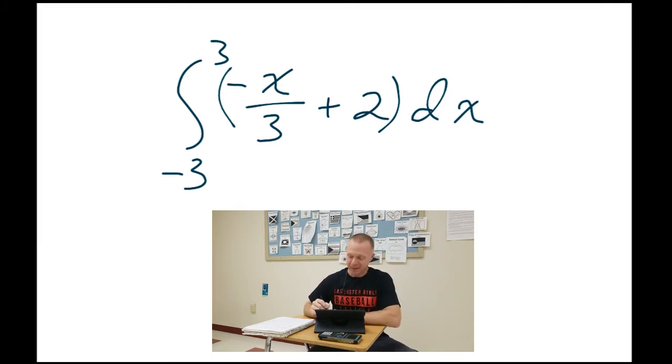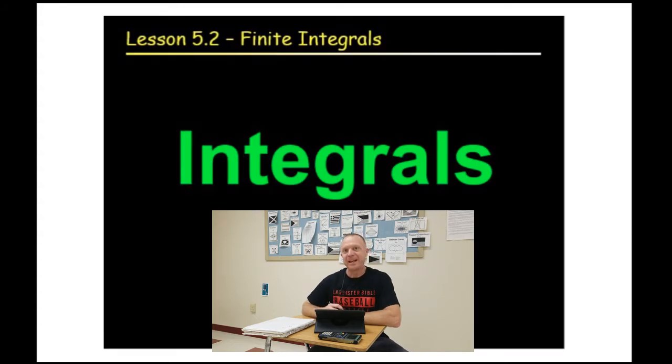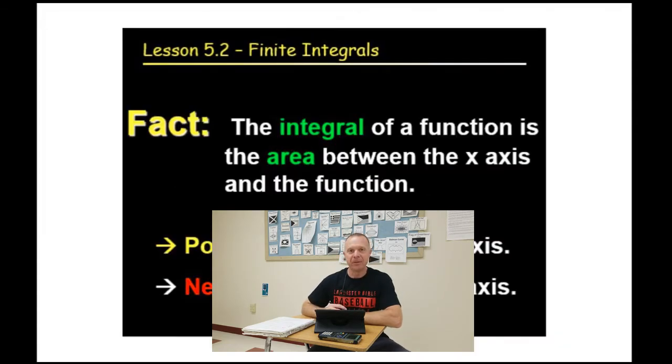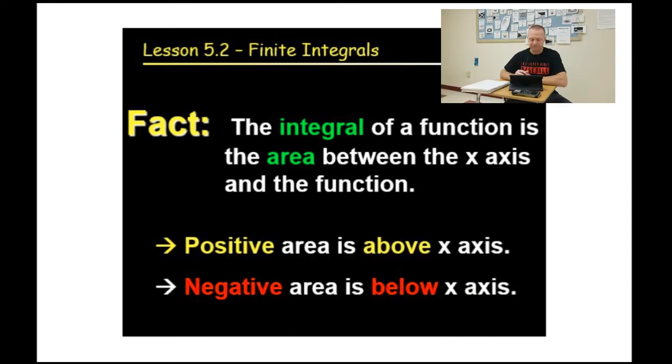Well, what is this problem? It's an integral. As you're going to find out, an integral is the same as the area under the curve. The integral of a function is the area between the x-axis and the function. And we can actually have what's known as positive area. Positive area is going to be above the x-axis, and that's actually the way you've seen the problem so far. But we could actually have negative area, and that would be if we're below the x-axis.